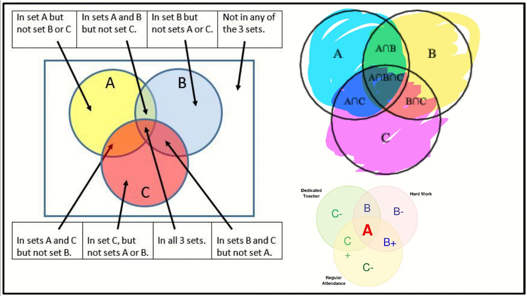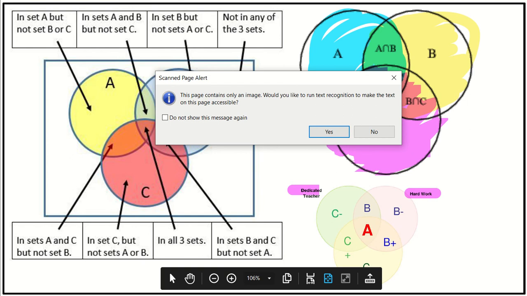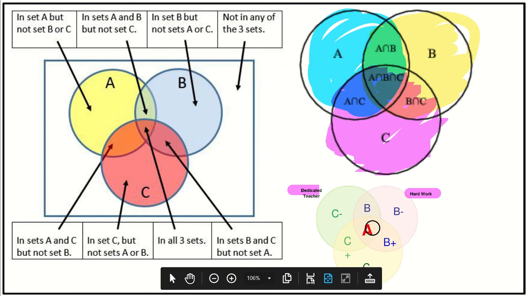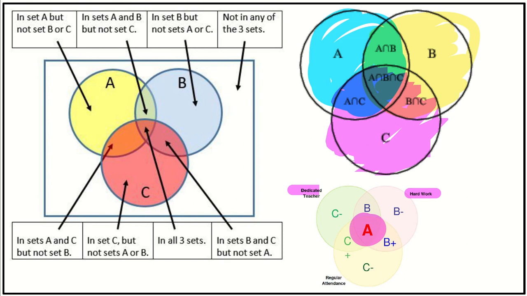So our little example down the bottom, if we have a dedicated teacher and students do lots of hard work and they regularly attend class, then in the middle, the intersection of all those three will usually get you some good grades. However, if we just have dedicated teachers but not hard work and no regular attendance, we might only get a C minus. If we've got students who have got a dedicated teacher and work hard but don't regularly attend class, maybe they'll get through to some kind of B, and so on. So we can see, depending on what the issues are, we can get different results.